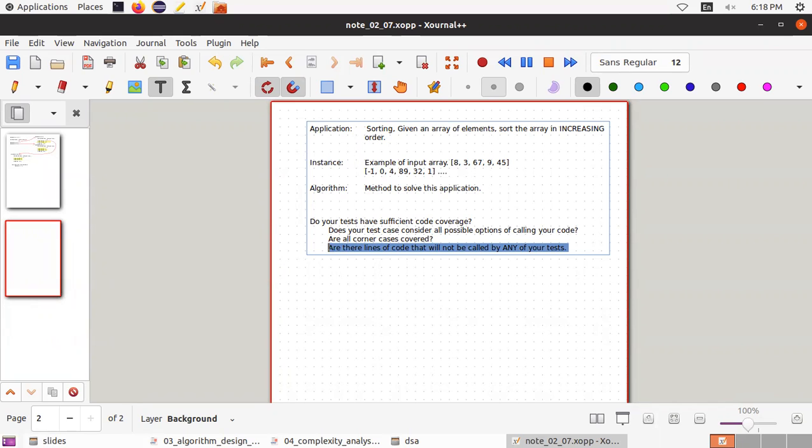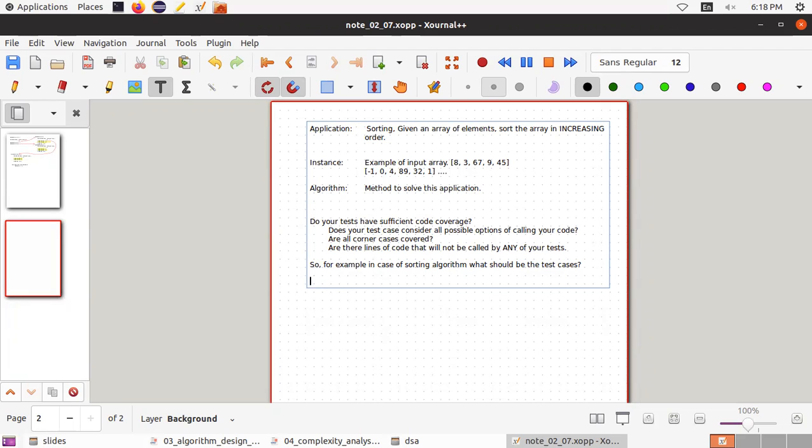So you need to have test cases that cover all aspects of the algorithm. So for example, in the case of a sorting algorithm, what should be the test cases? Any thoughts? In the case of a sorting algorithm, what should be the test cases? What kind of corner cases should the test cases cover? Anybody?